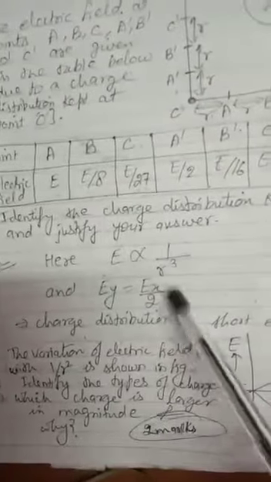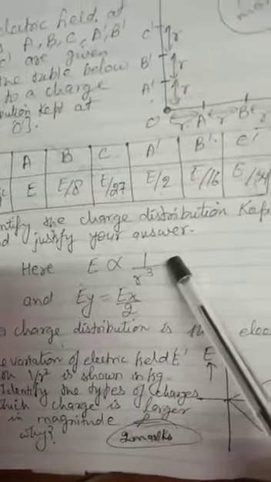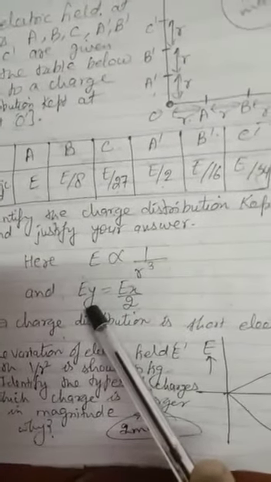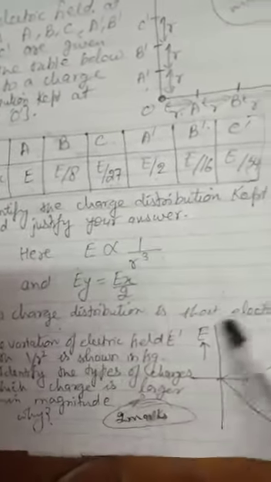So here we have to justify by saying that since E is directly proportional to 1 upon R cube, and the value on the y-axis, meaning Ey, is Ex upon 2, the distribution is a short electric dipole.